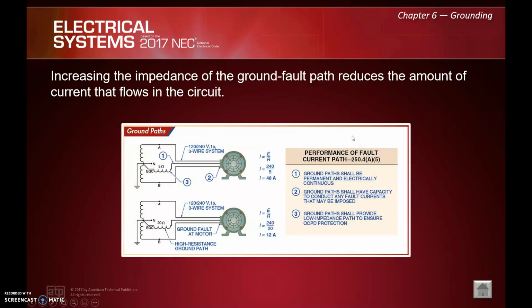It tells us here that increasing the impedance of the ground fault path reduces the amount of current that flows in the circuit. So what we need to consider here is we want a low impedance ground fault return path. If we do have a ground fault, we want as much current to flow as possible, because as we said with an inverse time breaker, which is probably most common, the higher the overload, the quicker the breaker is going to trip or open up. A low impedance ground fault path is going to allow a lot of current to flow in a short amount of time. The more current, the faster that overcurrent device trips.